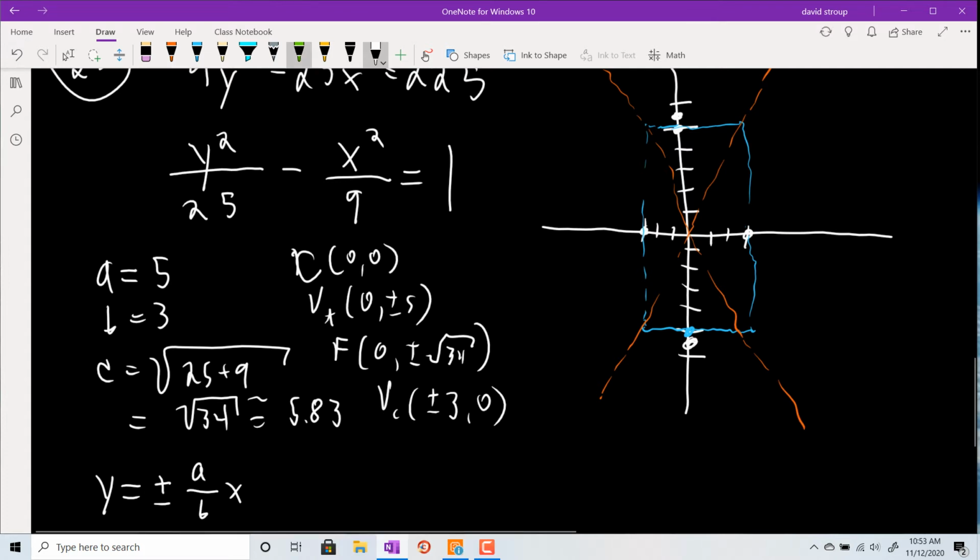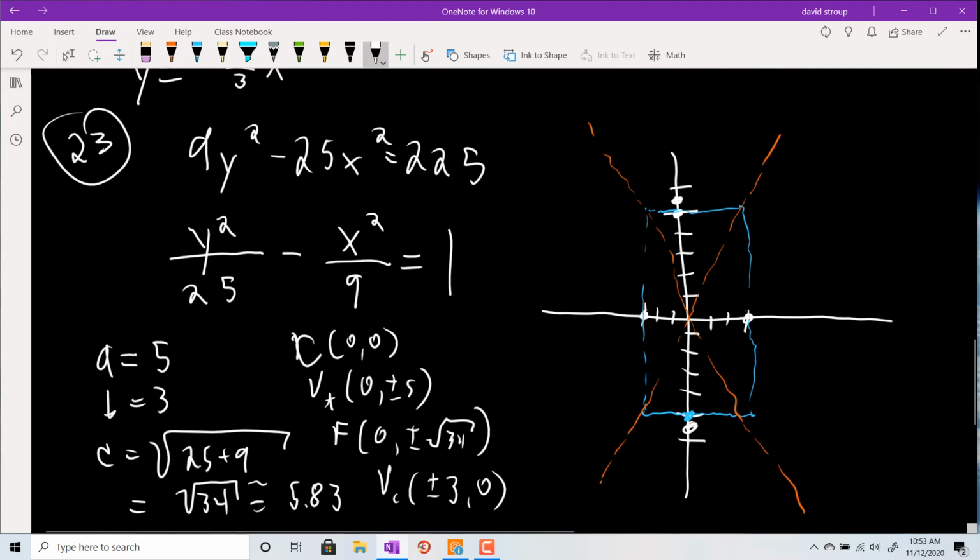And finally, then draw your branches. Make sure you put them on the appropriate axis. So this time the transversal is on the y-axis. So that's where your branches go. Okay. Yay.